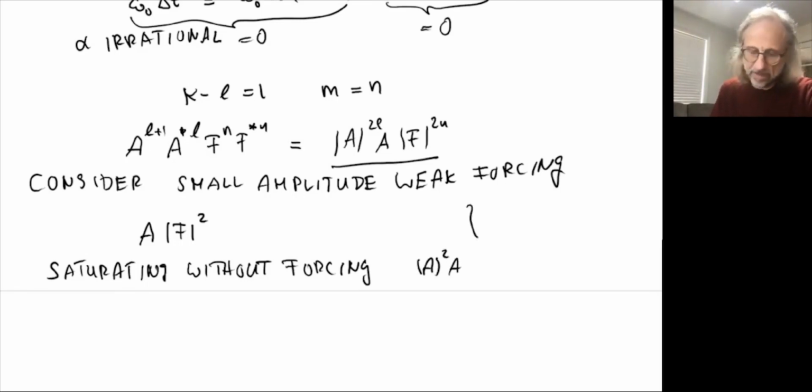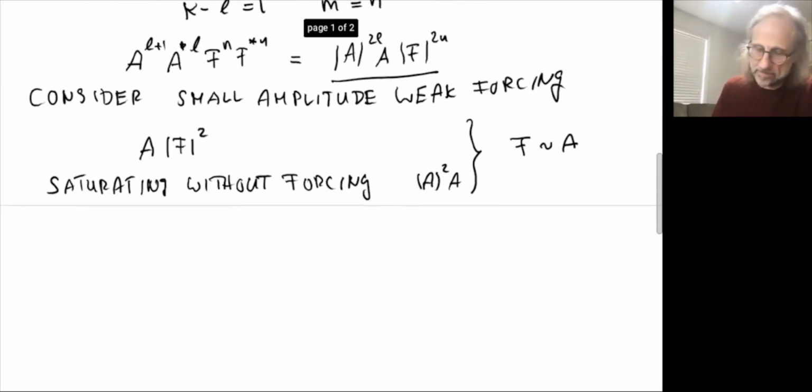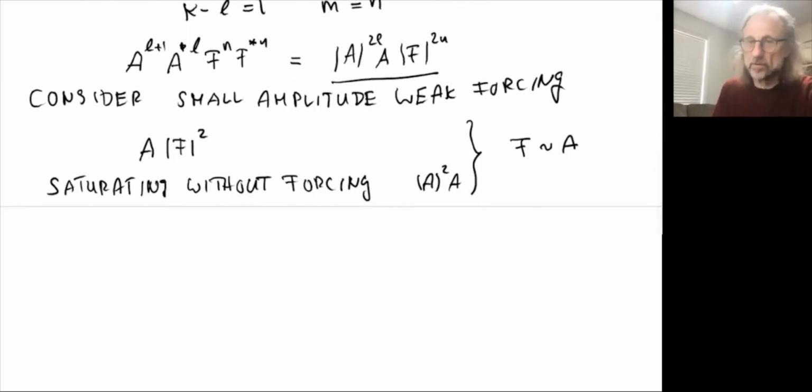And if we want to balance these two, because as I said before, the approach is that we want to have an equation which includes all the relevant terms in the same order. And so therefore we would have that A cubed has to have the same order as A f squared. So f is of the same order as A. And so then we get the following equation to leading order.